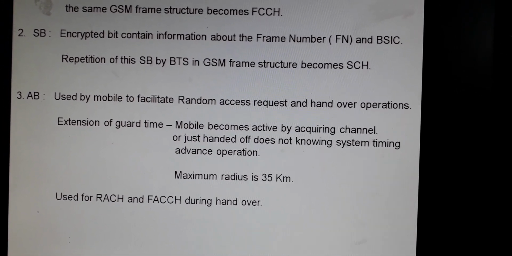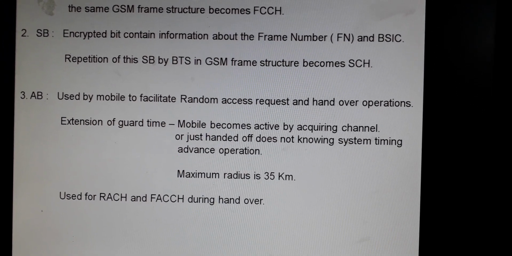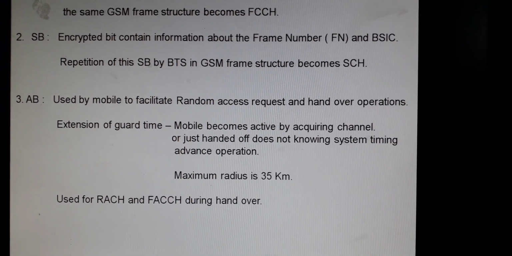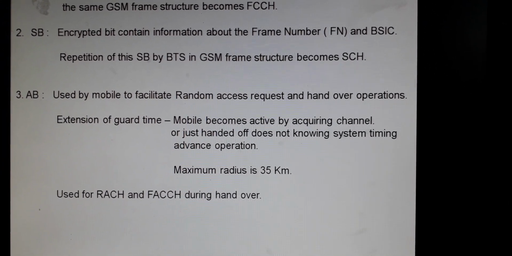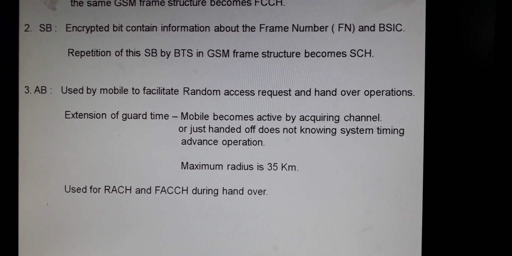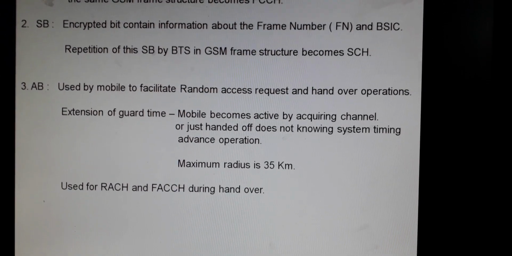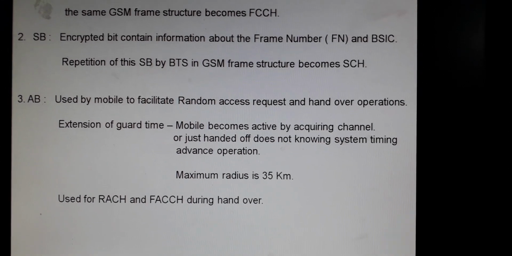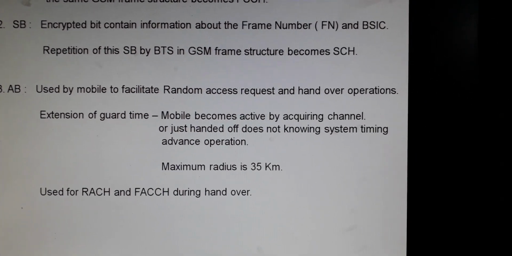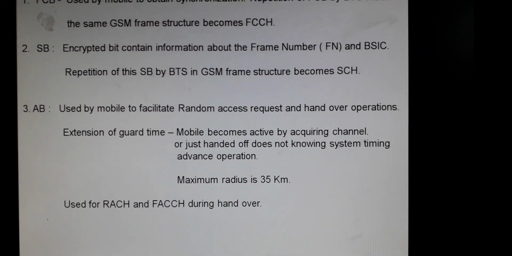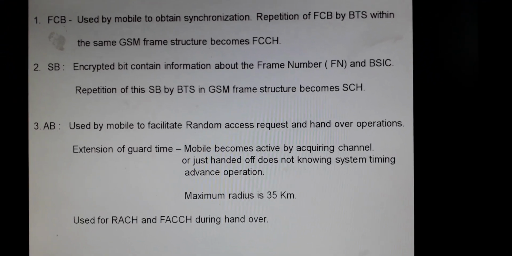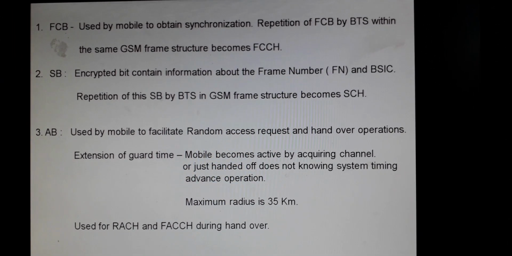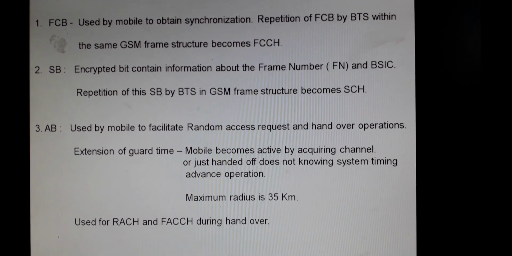The access burst is only transmitted by the base station with a maximum radius of 35 kilometers. Suppose we are not having the network, sometimes the network goes off, because of this the access burst is not accessed by our mobile station. So the access burst is used by RACH and AGCH. The access burst is most important during handover operations, so that's why RACH and AGCH are very important channels.